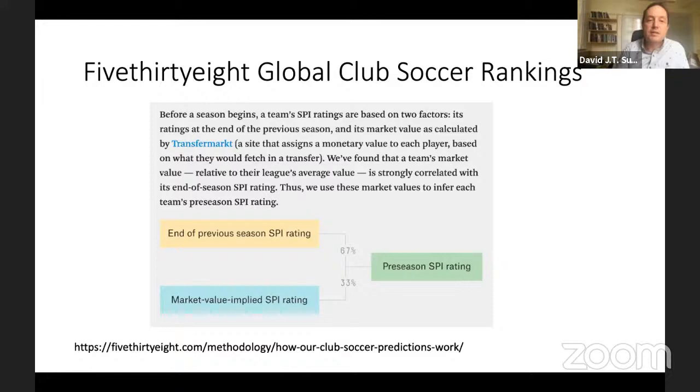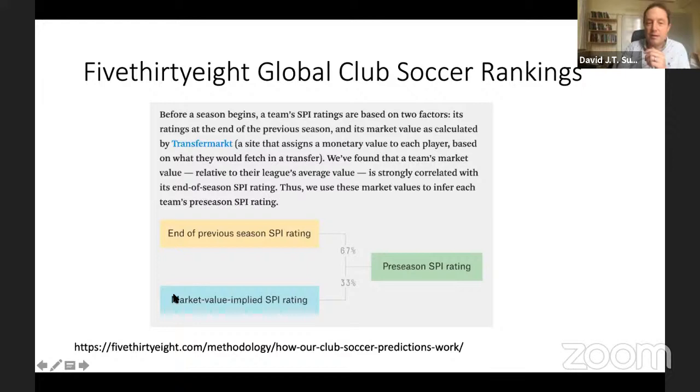What they do is they look a lot at the market value. So they have a base model, which is the market value of the team. Every year they've got the Soccer SPI, the global soccer ranking rating of the team. They do a linear regression of the total value of the team, the monetary value of each of the players totaled up, and they do a regression there to try and predict in the future how well they'll do. So they predict their postseason ranking based on their market value.